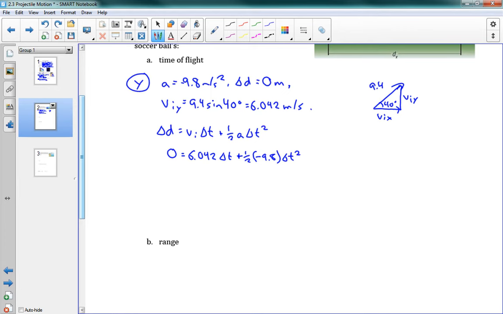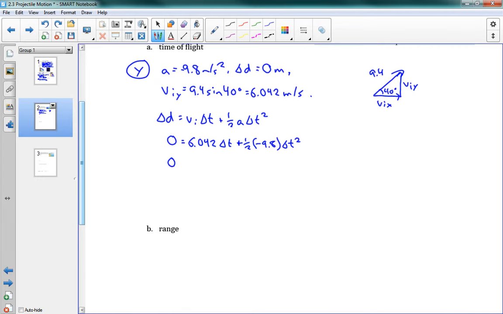Now I'm trying to solve for delta T. So what I can do here is factor delta T out. So I can say that 0 equals delta T times now 6.042 minus, so 1/2 times 9.8, we've got minus 4.9 delta T. So now I factor this, and this tells me that delta T equals 0, or, for this to be equal to 0, either this is 0 or this is 0. And so for that second one here, we're saying that 6.042 minus 4.9 delta T equals 0.